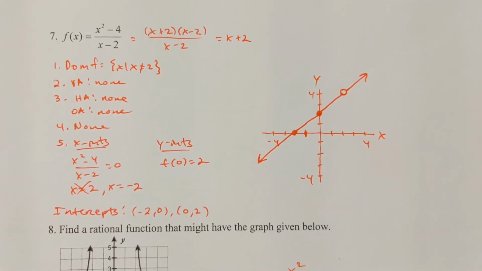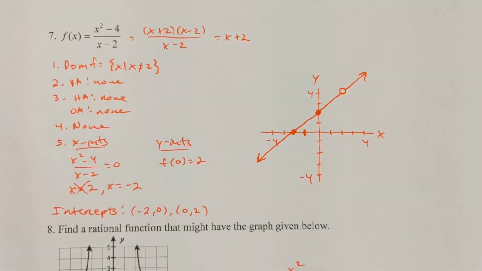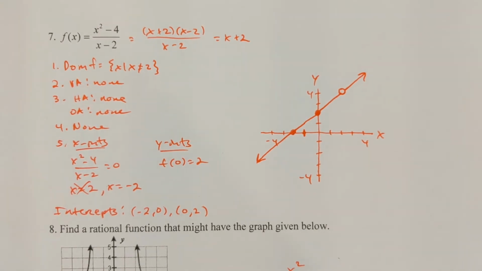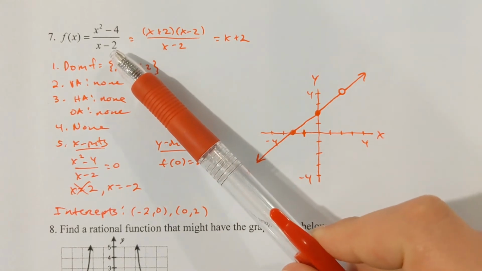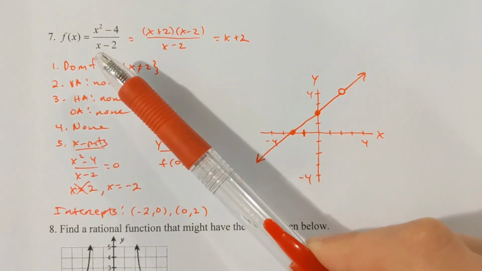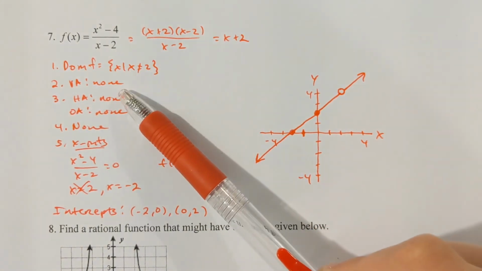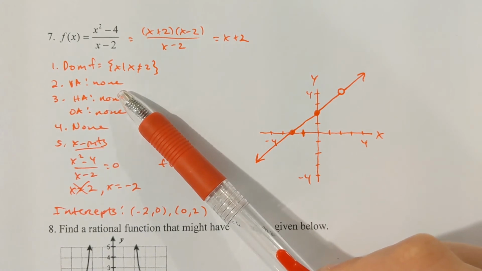I got 2 more here. So problem 7 is another one. We want to graph the function f of x. The domain is all real numbers except for 2. I know I can't divide by 0, although in this problem here, we're not going to have a vertical asymptote.